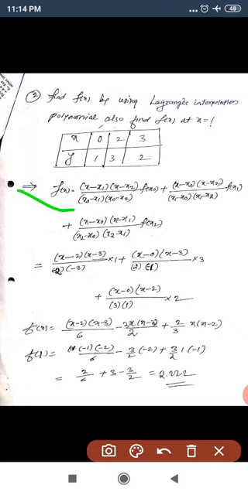Substitute the values. f of x0 is 1, f of x1 is 3, f of x2 is 2, and you know the values of x0, x1, x2. So substitute all values here and we get the function f of x. If we simplify this, we get function f of x, which is this function, and put x is equal to 1. If you put x is equal to 1 directly, there is no need to simplify; we get the value 2.222.